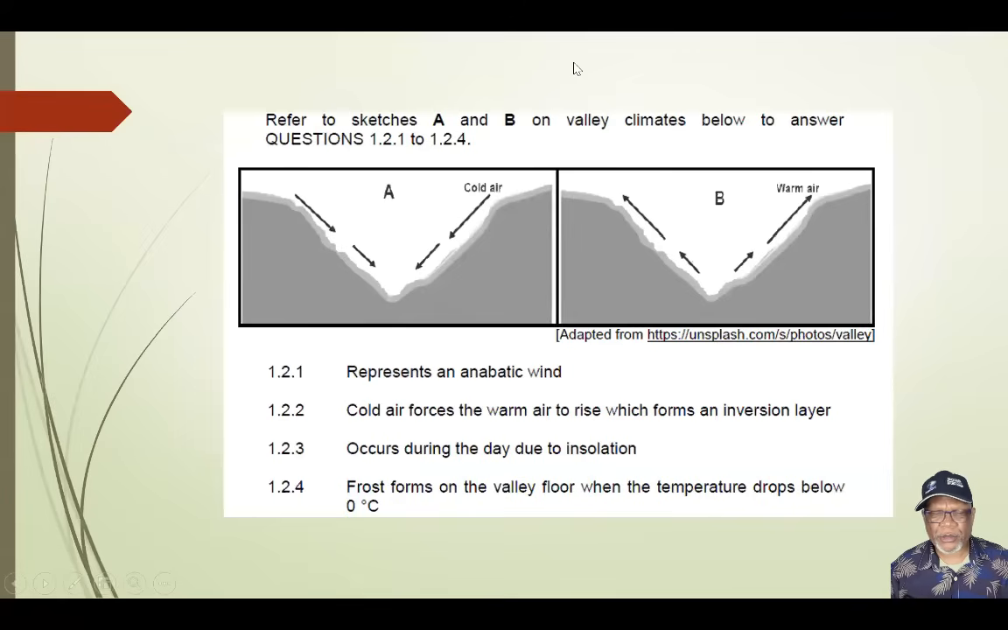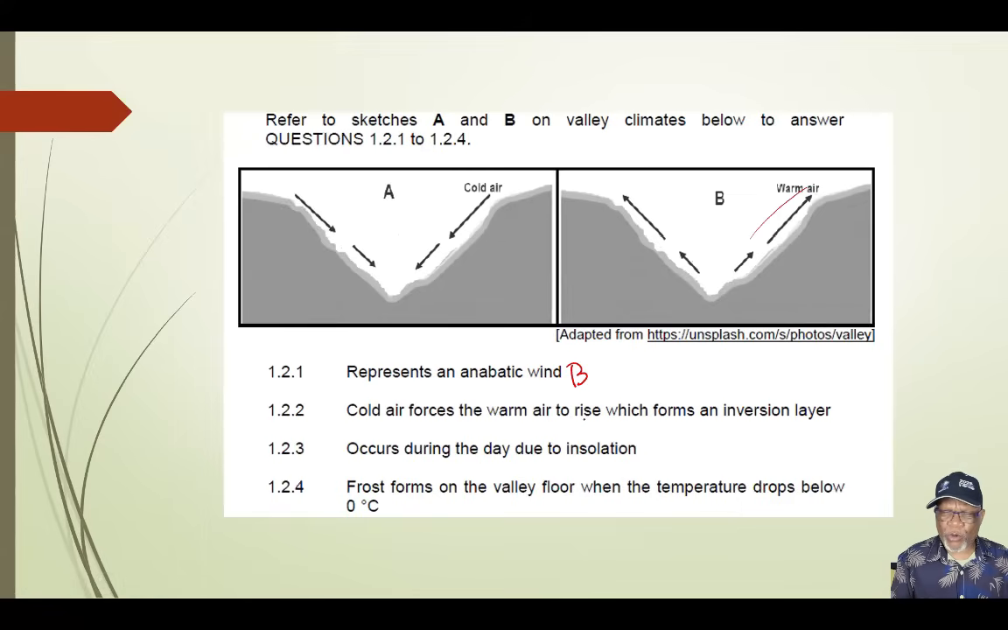Okay, now let's move on. Here's another activity, still in the valley. It says, which one represents an anabatic wind? Which is B. This is your anabatic wind. When the air moves upslope like that, it is an anabatic wind.